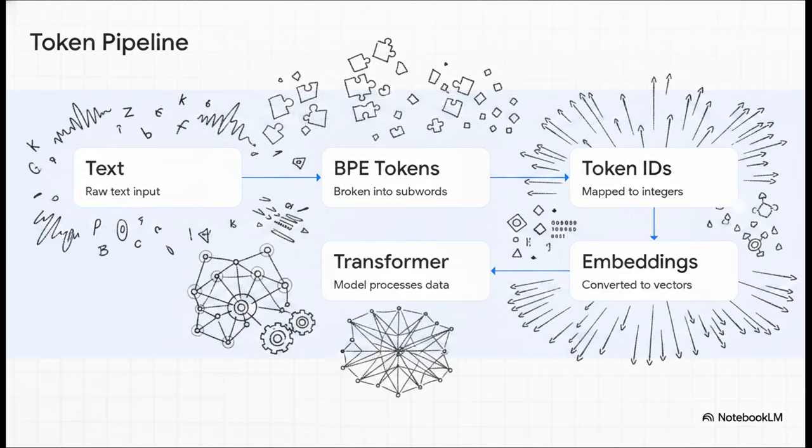This creates a really specific pipeline. You type in your raw text. The tokenizer breaks that text down into those BPE tokens. Then, those tokens are mapped to numeric token IDs. From there, the IDs are converted into high-dimensional embeddings, and only then does the transformer model actually do its magic.